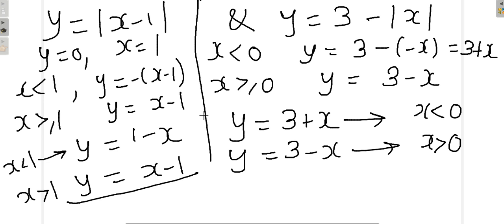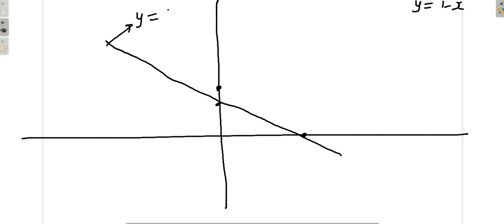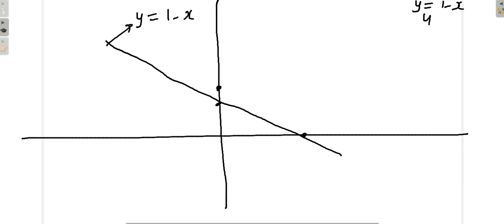Let us first plot y equal to 1 minus x. When x is 0, y is 1. And when y is 0, x is 1. So this is the line y equal to 1 minus x. Now let us see y equal to x minus 1. When x is 0, y is minus 1. And when y is 0, x is 1.